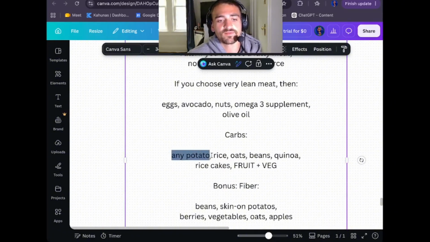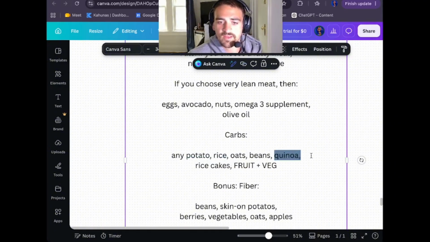And then for carbs, my favorite carb sources are potatoes, oats, and beans, I would say, because they are full of fiber and they keep you fuller for longer. But rice is a good carb source as well. Quinoa is pretty decent. Rice cakes have no fiber, but it's a good carb source. And then of course fruits and vegetables.